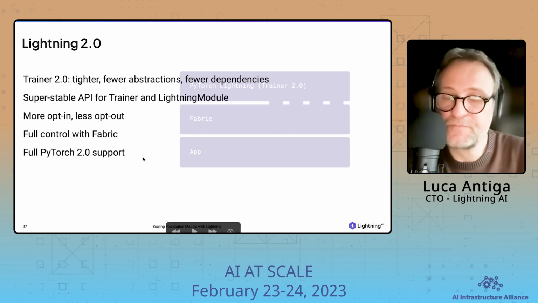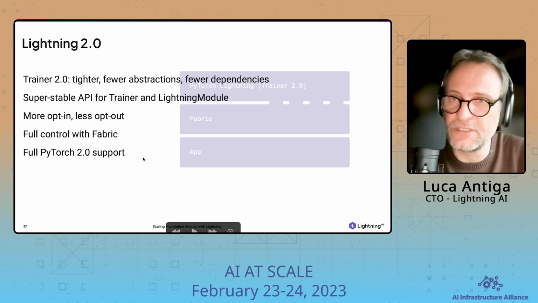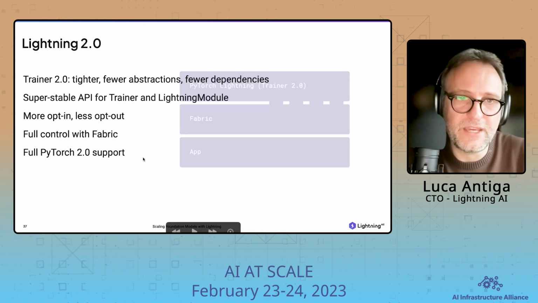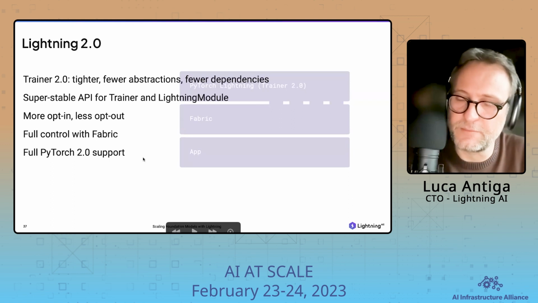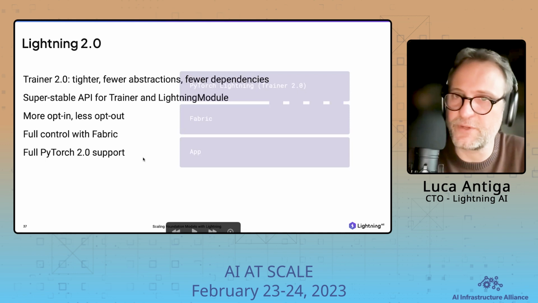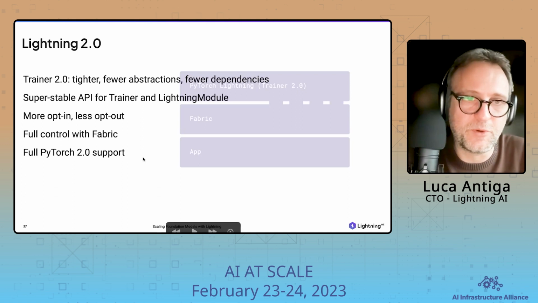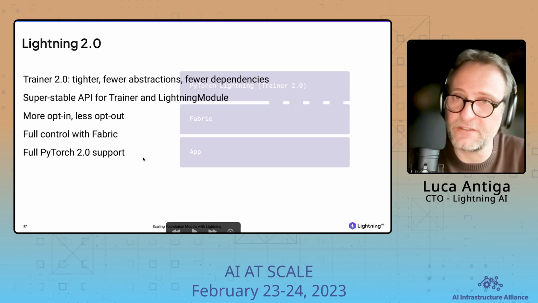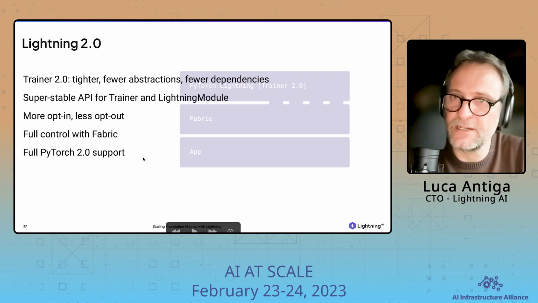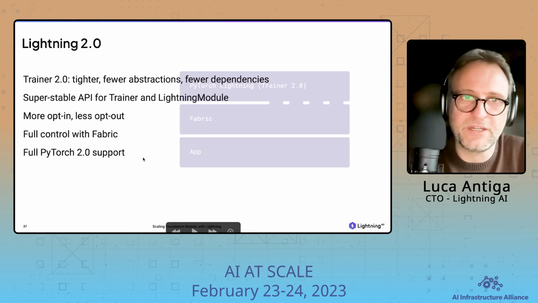And then we're introducing Fabric, with which you can get full control. And then we are, of course, getting up to speed to full PyTorch 2.0 support. A few of these things are already present in the 1.9 release. For example, Fabric is already out in beta. You can try it out. And PyTorch 2.0 support is already there. But we're, of course, intensifying testing and so on so that we can be fully aligned by the time we release mid-March.